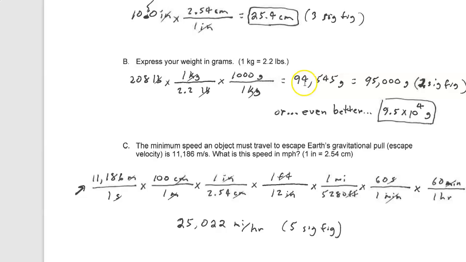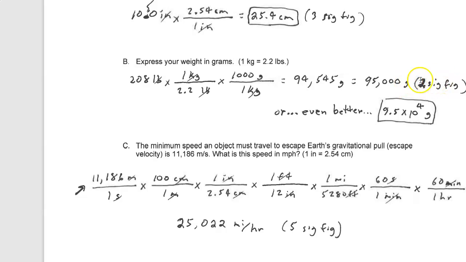Okay, so I don't report this as 94,545 grams. I'll go 2 places here, and then I'll look at the next number. It's a 5, so we're going to round up, and so it's 95,000 grams. Really, you only know my weight to the nearest 1,000 grams because of this conversion that we gave you right here. Make sense?